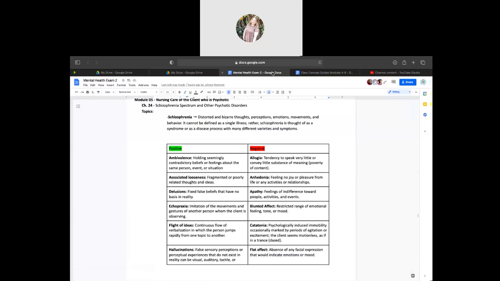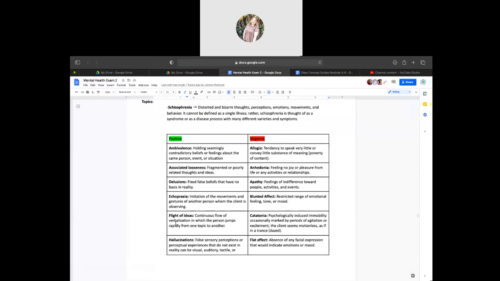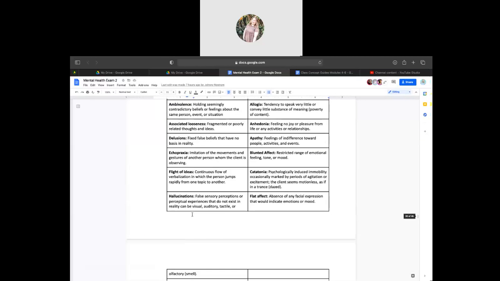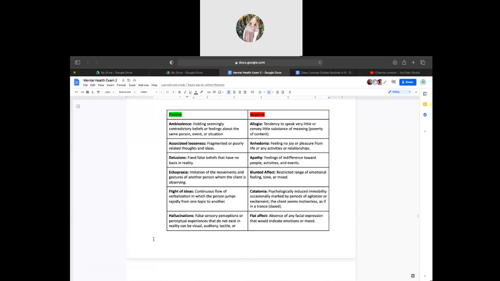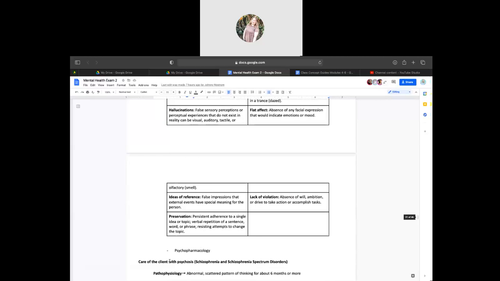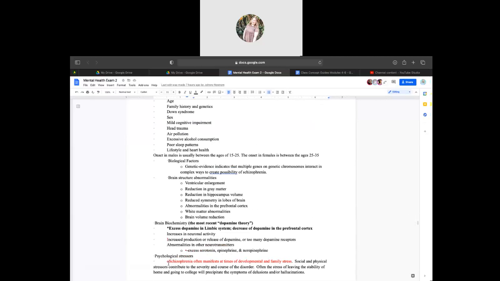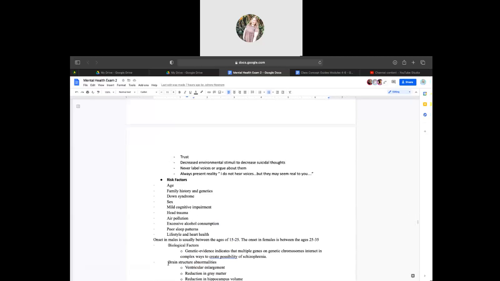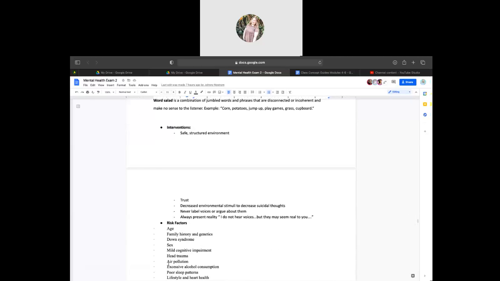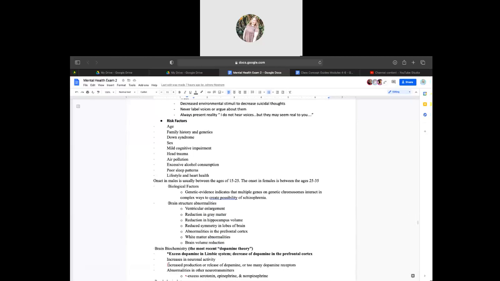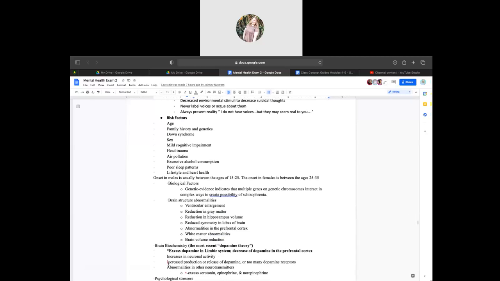Let me hop back to the doc. Now, they mentioned that they wanted to go over the positive and negative symptoms. So we're going to hold off on that. Let me go over, see if we have anything based on risk factors. Other interventions. Sorry, I did not make this part of the doc, but I'm going to try and follow it the best I can.